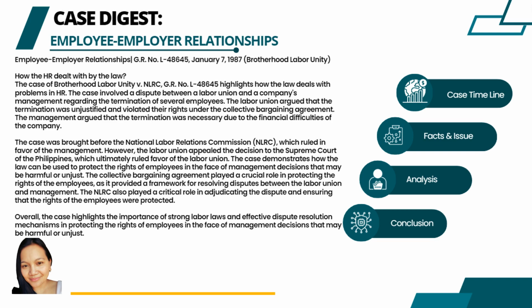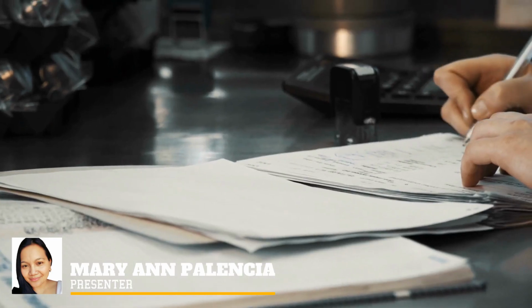And for our analysis and conclusion, the case of Brotherhood Labor Unity versus NLRC, GR number L-48645, highlights the importance of labor laws and dispute resolution mechanisms in protecting the rights of employees. The collective bargaining agreement played a critical role in this case, providing a framework for resolving disputes between the labor union and management. The NLRC also played a crucial role in adjudicating the dispute and ensuring that the rights of the employees were protected.